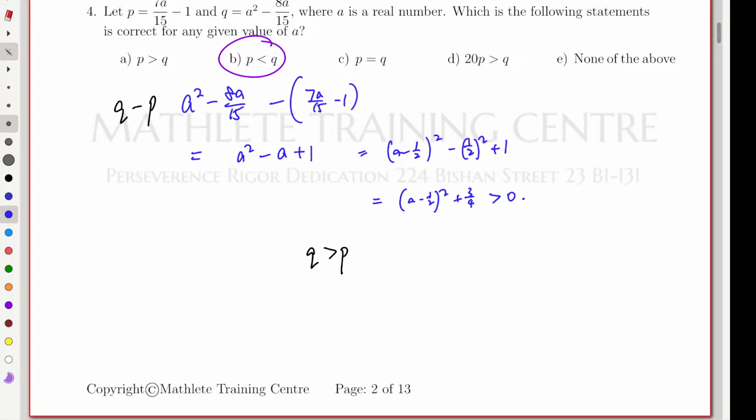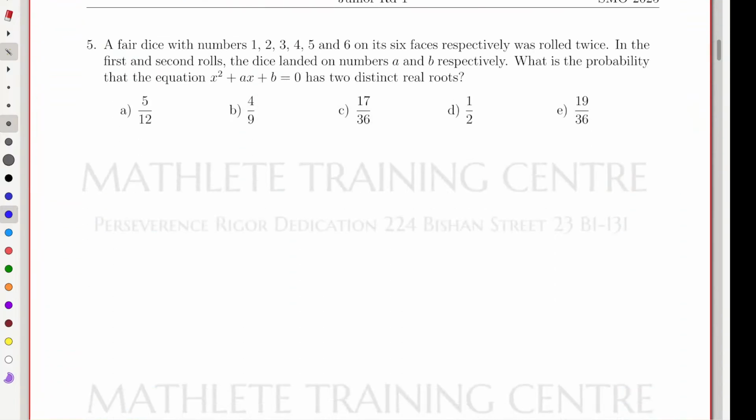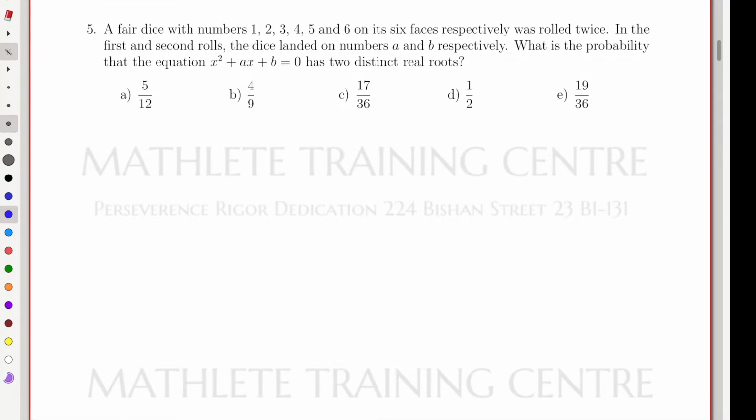And then let's continue on. Question number 5, we have a fair dice with numbers 1, 2, 3, 4, 5, 6 on its 6 faces, respectively, and it is rolled twice to give you two different numbers. Actually, the two numbers can be the same as well, right? Now, in the first and second rolls, the dice land on numbers A and B, respectively. What's the probability that this has two distinct real roots?